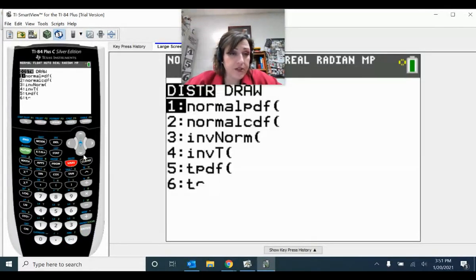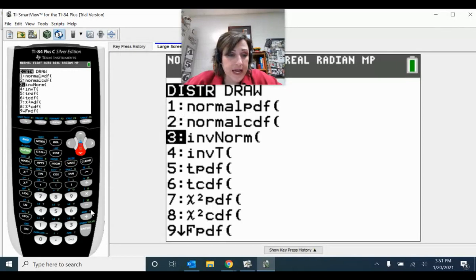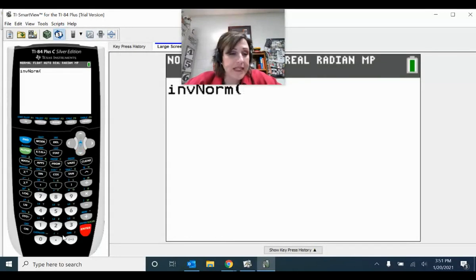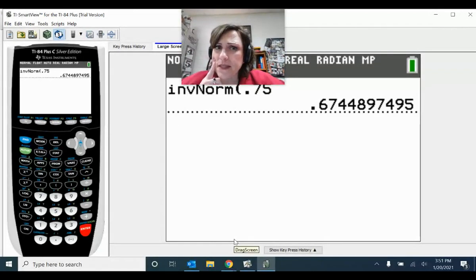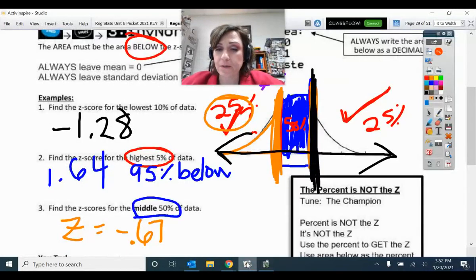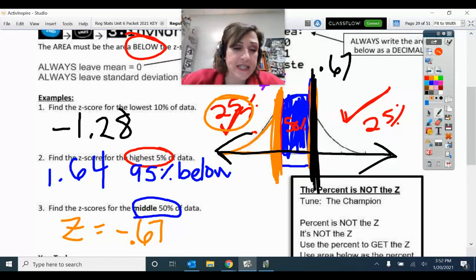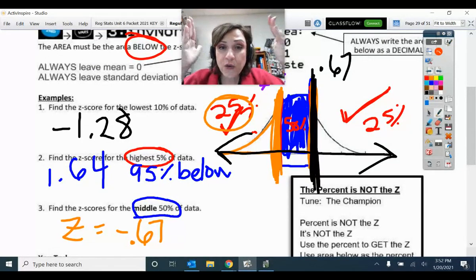Second, inverse norm of the 75% below. Inverse norm of the area below is the z, 0.67. Something seems familiar about that. Let's look. It is positive 0.67. Well, what did we say the lower one was? Negative 0.67. So this normal model is symmetrical.